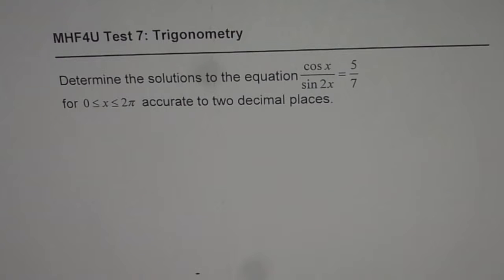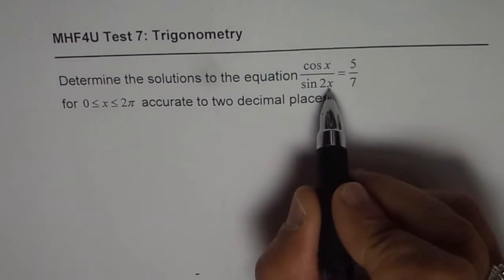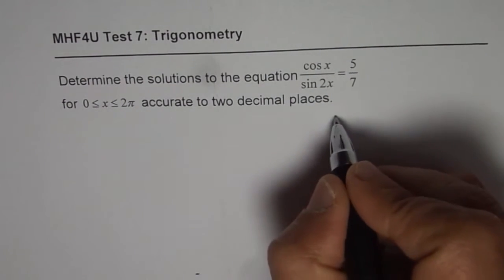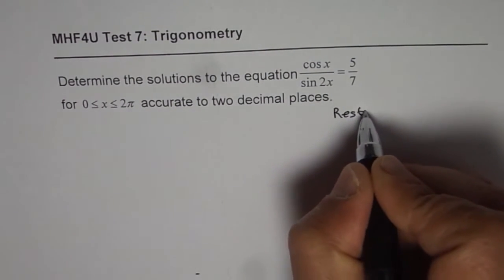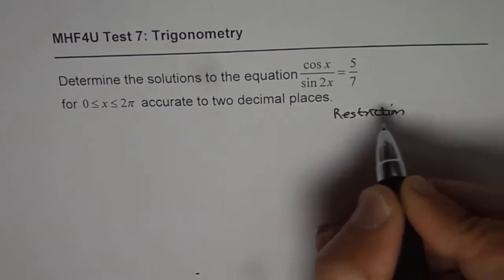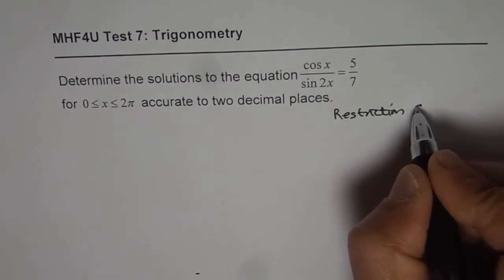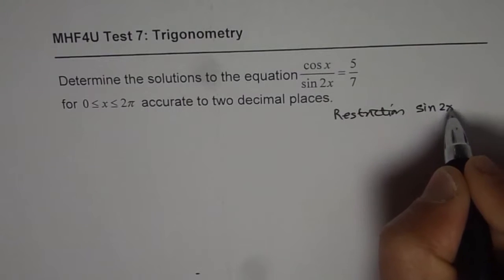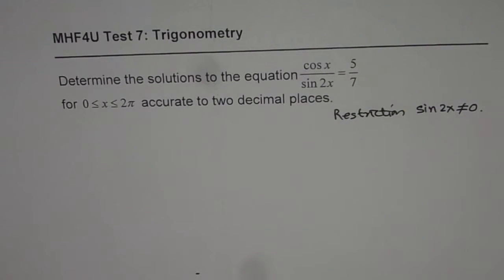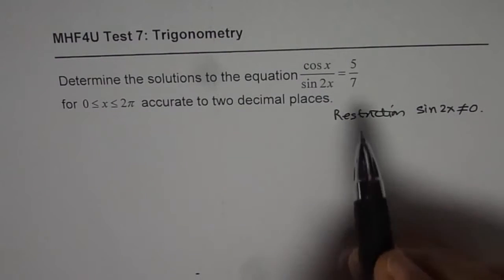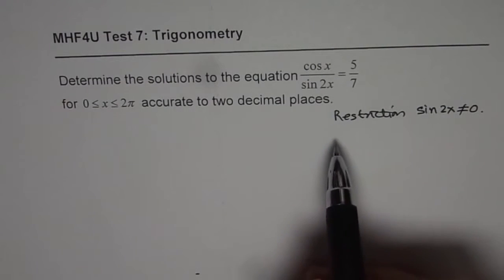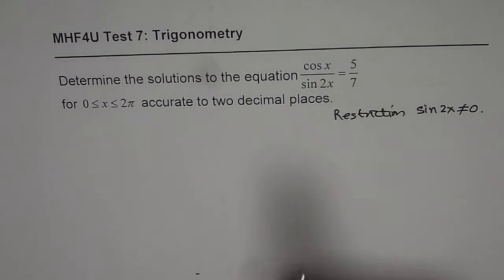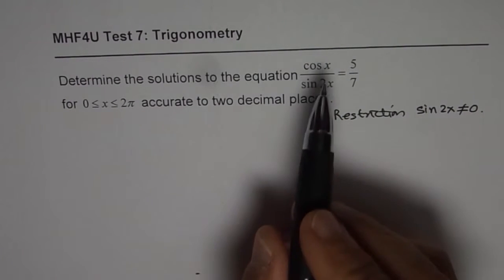Now, in such questions, what you should do is first write down the restriction. The restriction here is, remember, that the denominator sine 2x cannot be 0. That is kind of important to understand. So when you solve and get your solution, you have to check all the values for extraneous roots and then write the final solution. Okay, so take care of that part. Now let's solve the question.